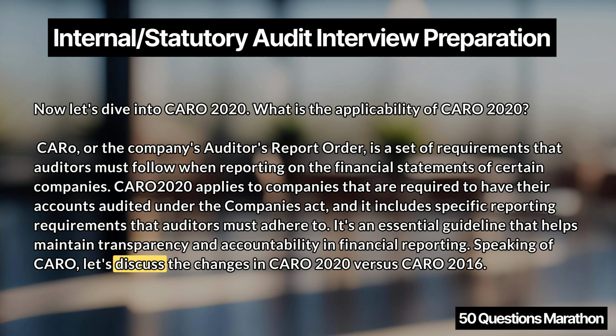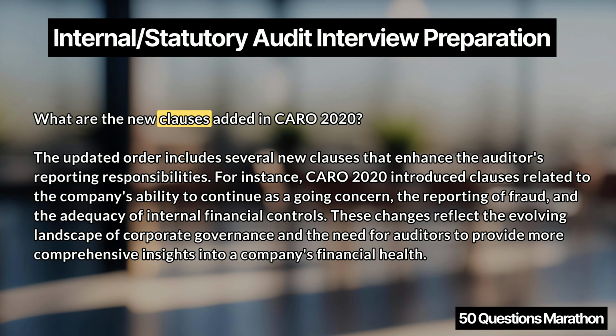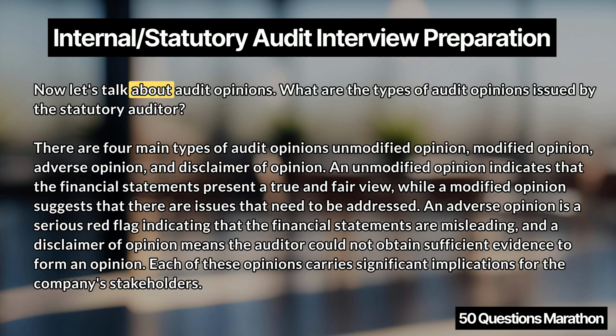Speaking of CARO, let's discuss the changes in CARO 2020 versus CARO 2016. What are the new clauses added in CARO 2020? The updated order includes several new clauses that enhance the auditor's reporting responsibilities. For instance, CARO 2020 introduced clauses related to the company's ability to continue as a going concern, the reporting of fraud, and the adequacy of internal financial controls. These changes reflect the evolving landscape of corporate governance and the need for auditors to provide more comprehensive insights into a company's financial health. Now let's talk about audit opinions.